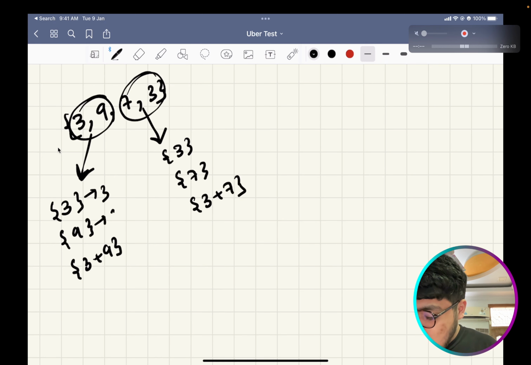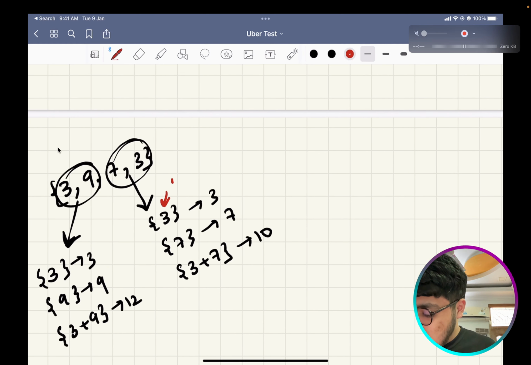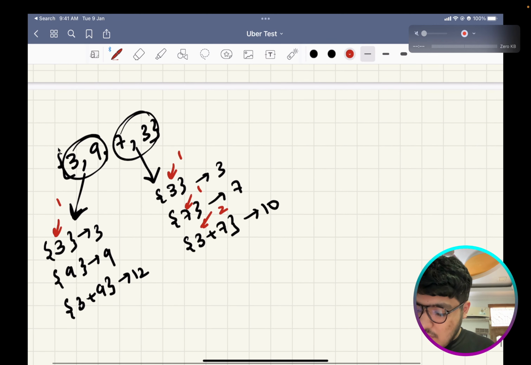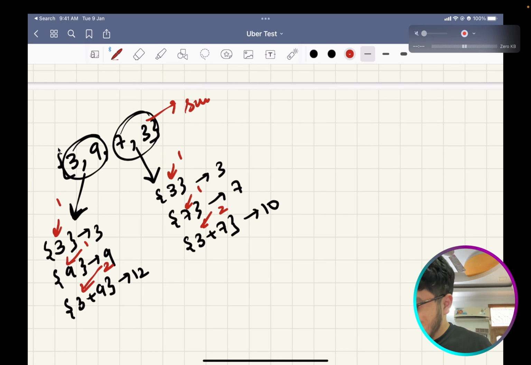So 3, 9, 12, 3, 7 and 10, and the number of elements over here are 1, 1, 2 and 1, 1 and 2, and my total sum of this array is 7, 10, 19, 22.